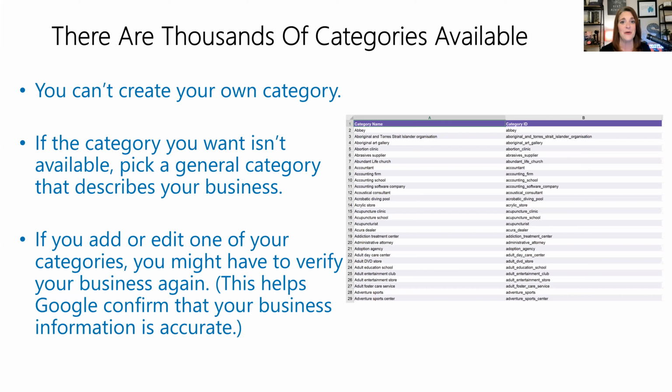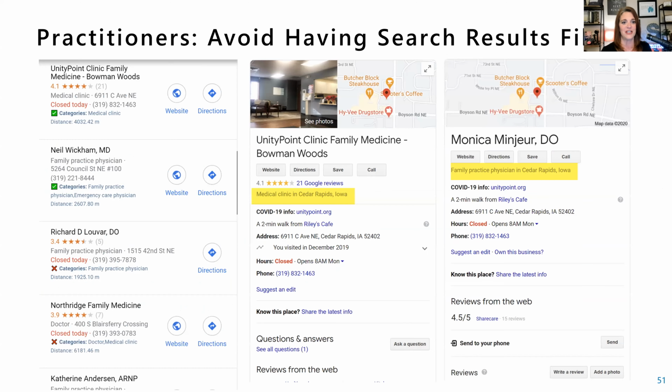There are literally thousands of categories to choose from. You can't create your own category. We hear that all the time. My obscure category isn't available. Can I make up my own? You can't. So if the category you want isn't available, pick a more general category that describes your business. If you add or edit a category, just know that you might have to verify your business again. This helps Google confirm that your business information is correct.